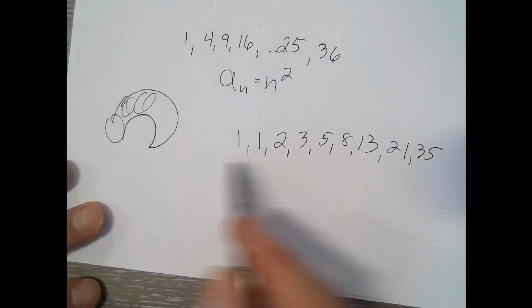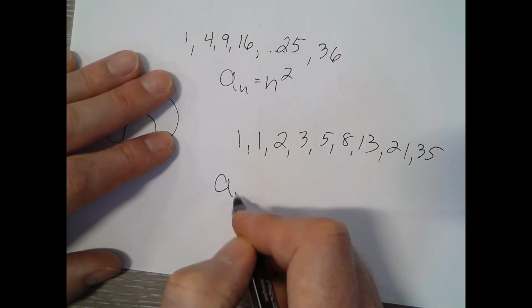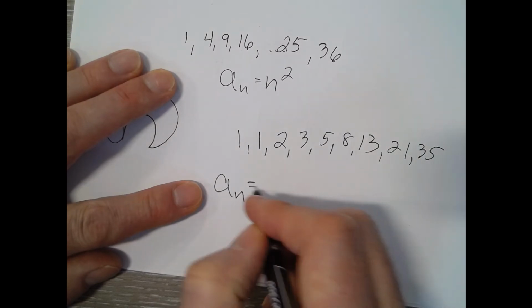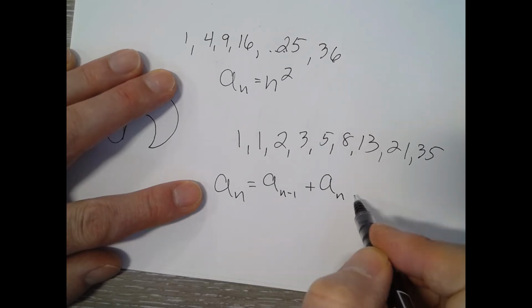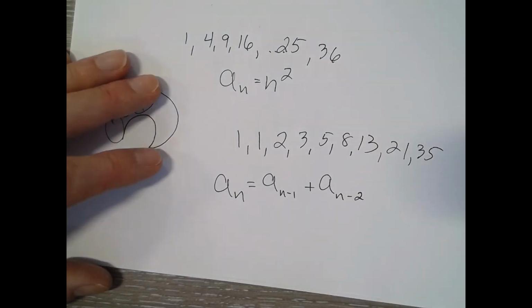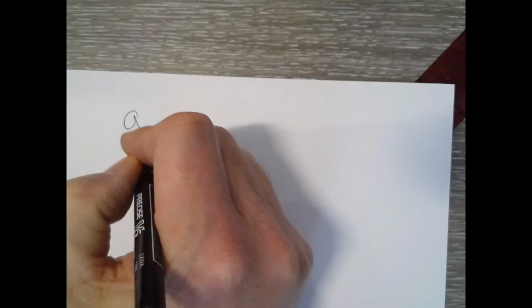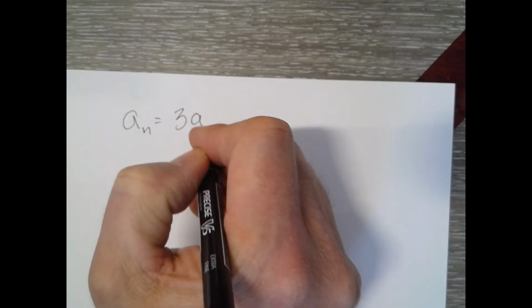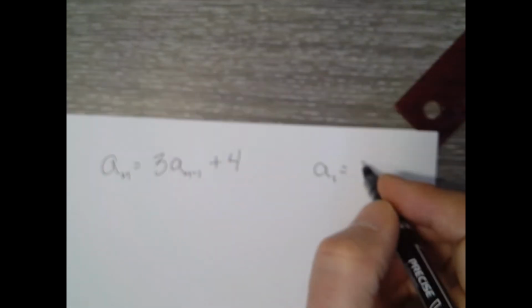This is recursively defined because it depends on the previous term. So to find the current term, you would take the previous term, which is a sub n minus 1, and then the one before that, which is a sub n minus 2. That's the current term. That's the previous term. That's the one before that. So if I was going to draw out, let's say I have a sub n equals 3 a sub n minus 1 plus 4. And I'm going to say a sub 1 is 2.